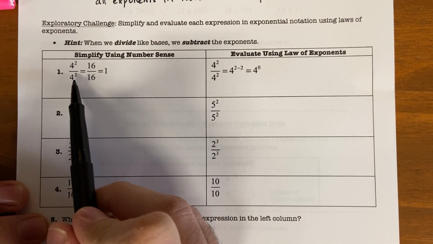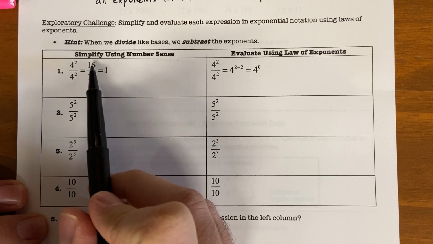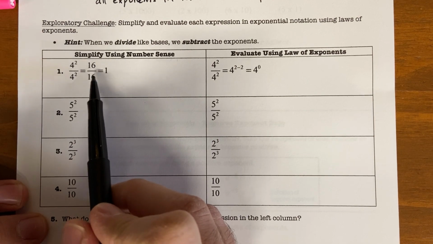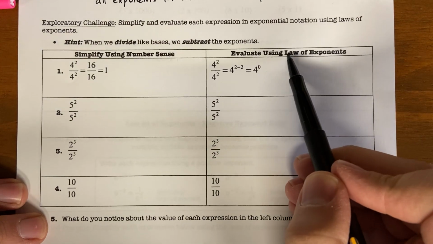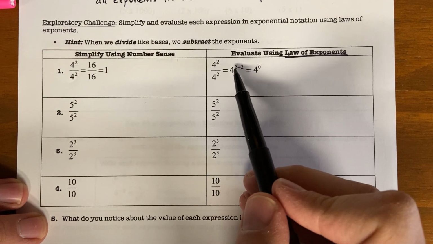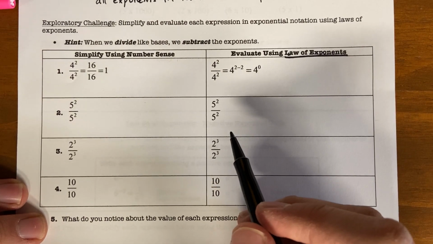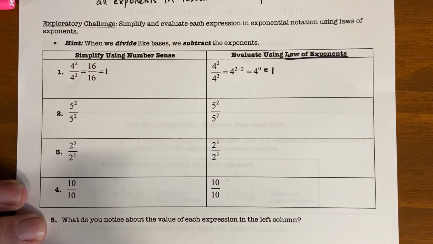4 to the second power over 4 to the second power. Well, 4 to the second power is 16, 4 times 4. The same thing on the bottom. And when we divide two values that are exactly the same, we get 1. Now, if I'm using the laws of exponents, since the bases are the same, I'm going to subtract. 2 minus 2 is 0, so 4 to the 0 power. If I plug 4 to the 0 power into my calculator, we get 1 as an answer.